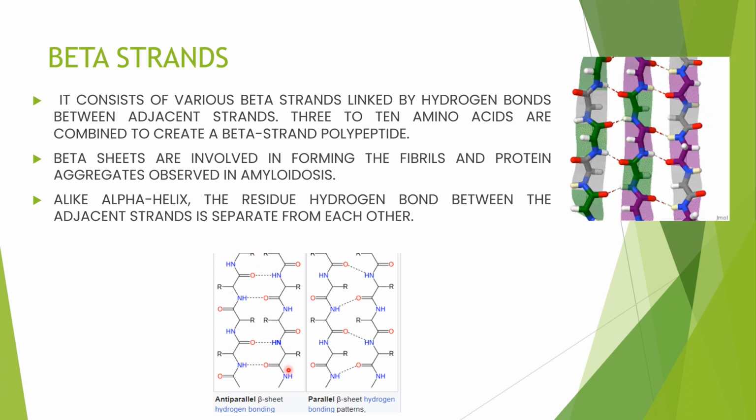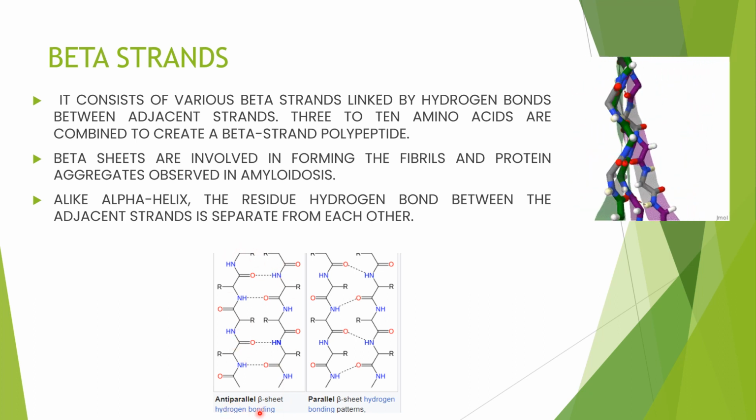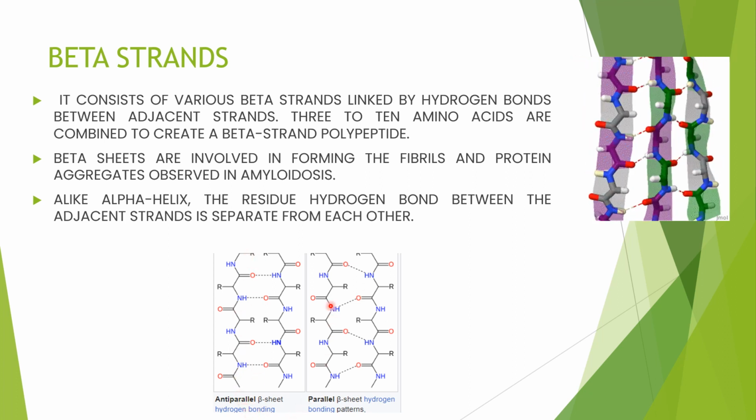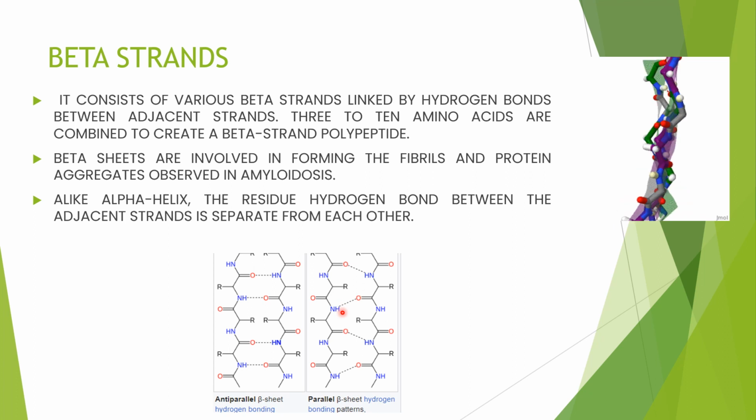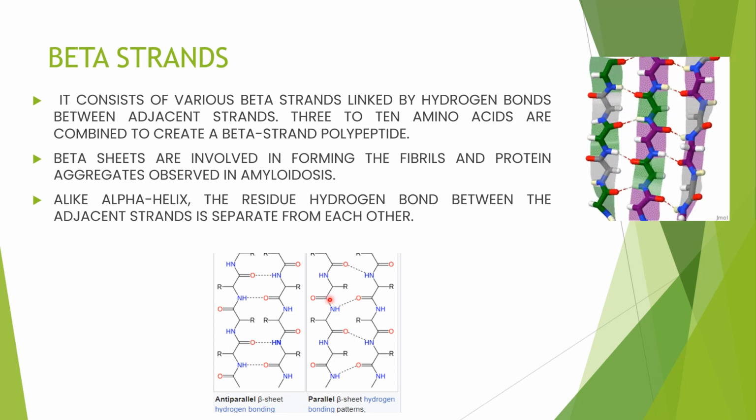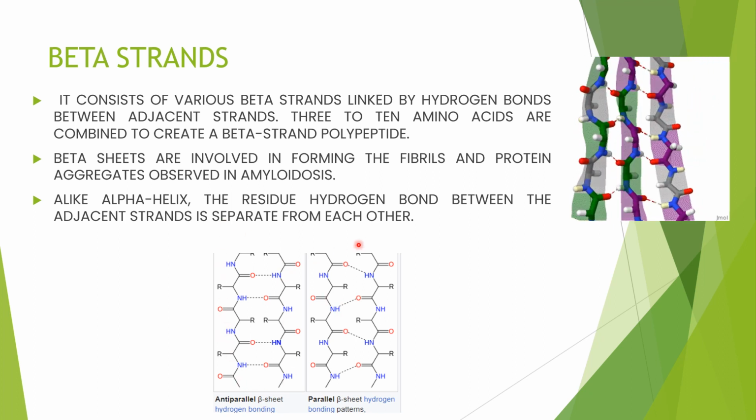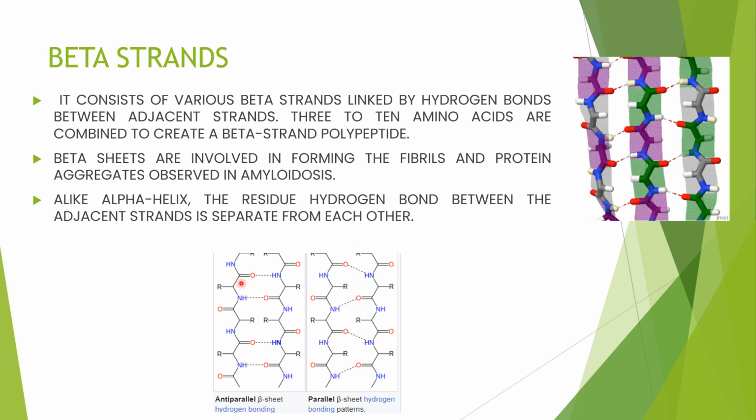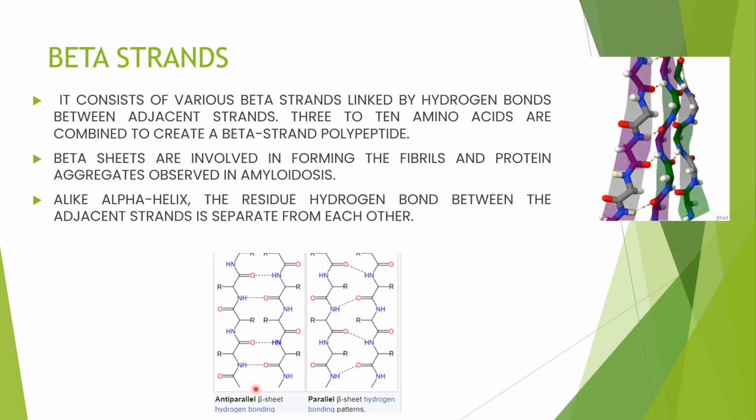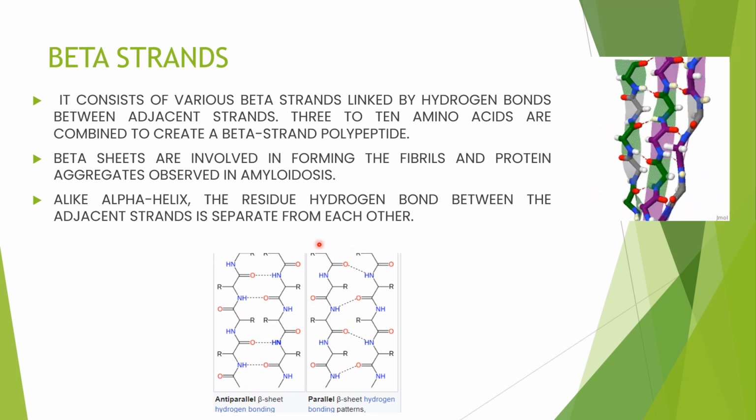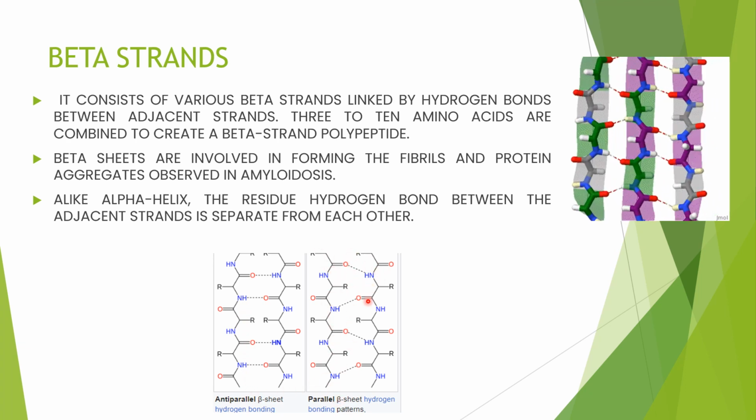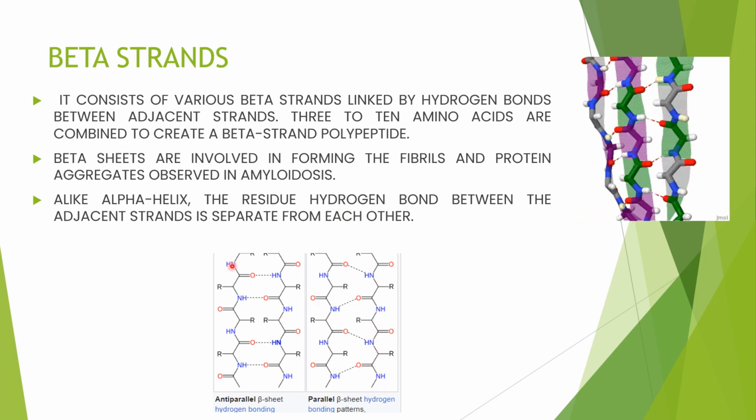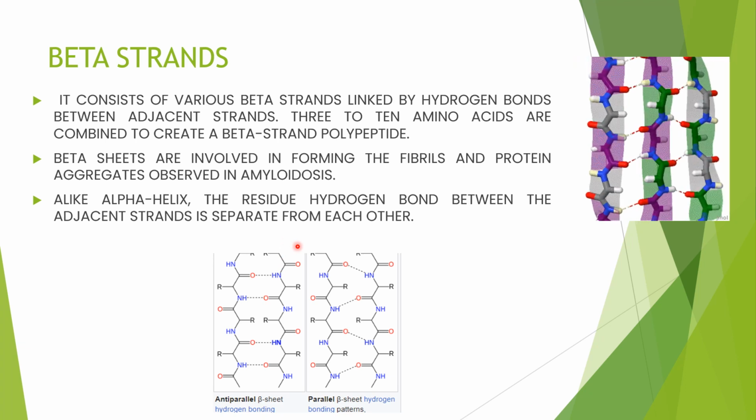And these strands are separate from each other. Here you see an anti-parallel beta sheet, while here is the parallel beta sheet. Anti-parallel and then parallel beta sheets. So you see the pattern of formation in the case of anti-parallel. And this is the parallel one, wherein the arrangement of the strands is in the same way, they run in the same direction, while these run in opposite directions.